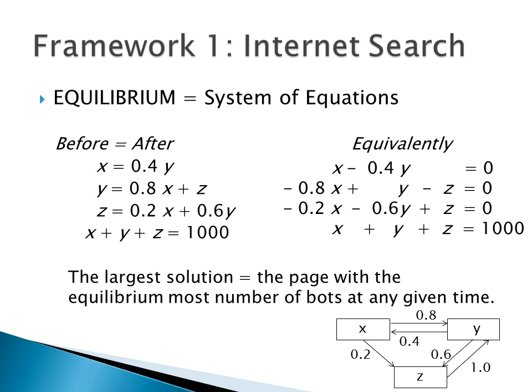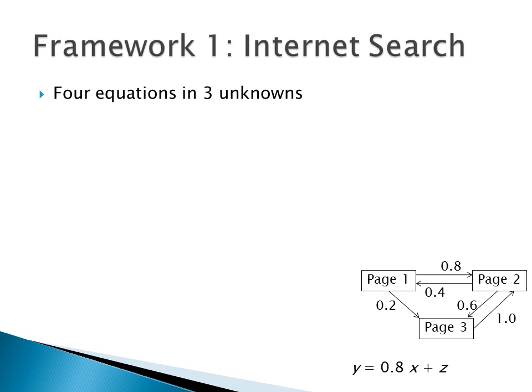Equilibrium means a system of equations. Notice here we have a system of equations. We can subtract and get all the variables on one side, and this is what we're used to seeing in our textbooks, for instance. So the largest solution, the page with the most bots at equilibrium at any given time, is going to be the most popular page.